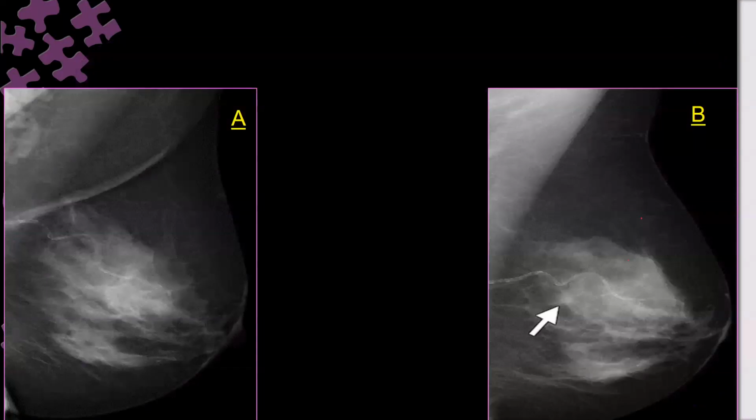Okay. Can you tell me about this case? Which one is first and which one is second, and why? There is something here. It looks like a spiculated mass here. Which one is first? Which one is second? B is the first and A is the second. A is the first, B is second.